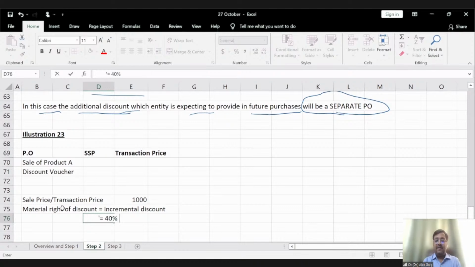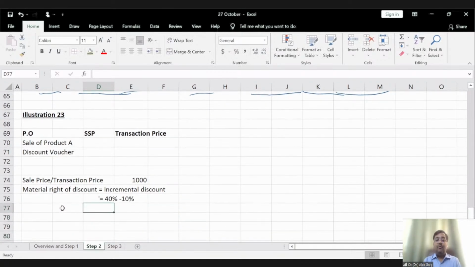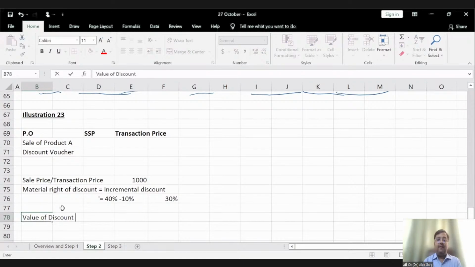40% rights this customer has got. 10% every customer will get, even without entering into the contract with the customer. So my incremental right to discount is 30%. My incremental right to discount is how much? 30%. Okay. Now, what is the value of this incremental right to discount? What is the value of the discount voucher? How will I calculate?